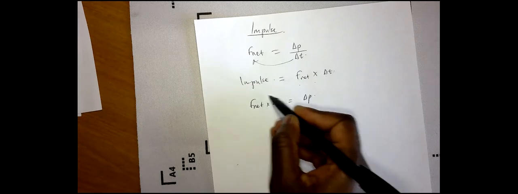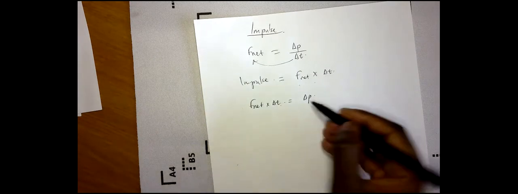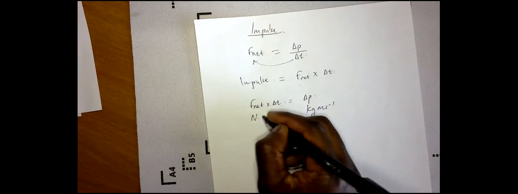But now understand something here. Since impulse is F net times time, you can have two units. If it is change in momentum, you know that it's kg meters per second. What if it is F net times time? It's going to be Newton second. So therefore, 1 Newton second is equal to 1 kg meter per second. So these two are equal.